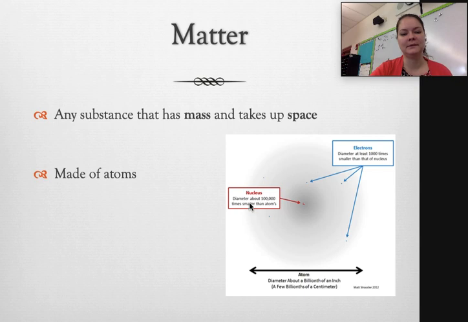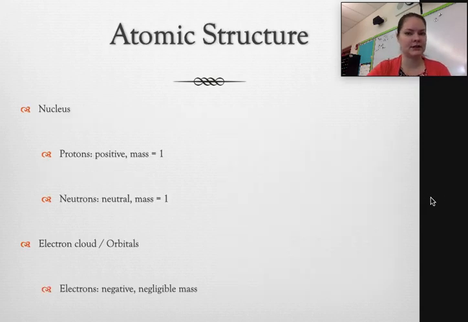We can kind of look at it in two distinct areas. We can take a look at what's in the nucleus and what's in this area around the nucleus, called either the electron cloud or the orbitals, depending on what textbook you're using, but they're used interchangeably. Sometimes you'll hear electron shells. So all of those are interchangeable.